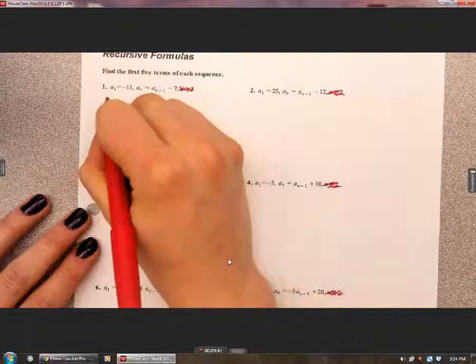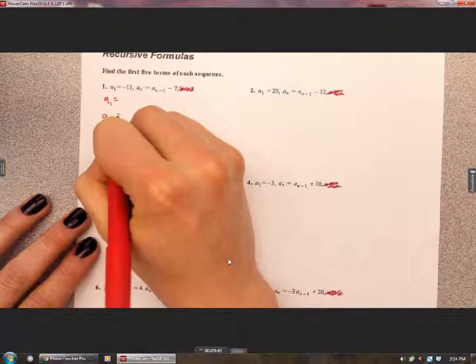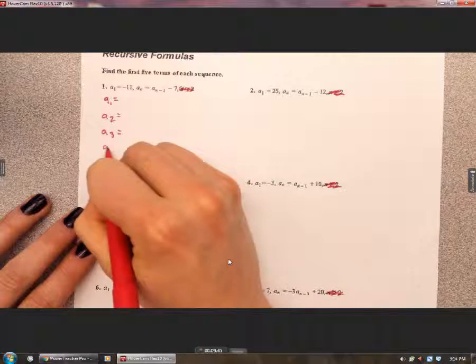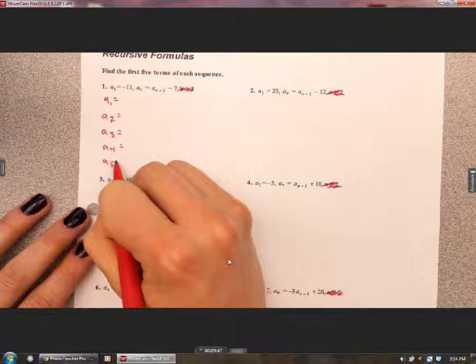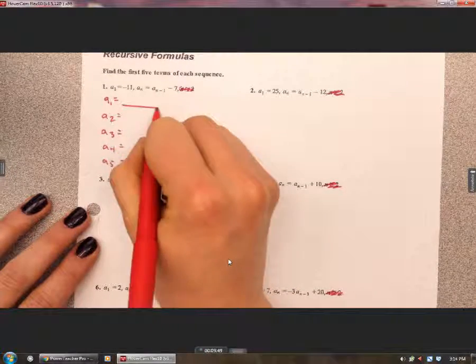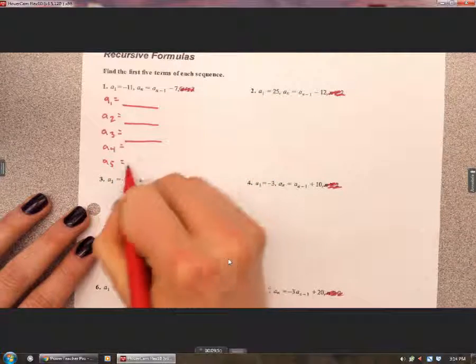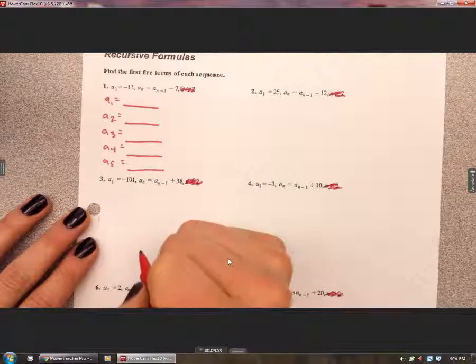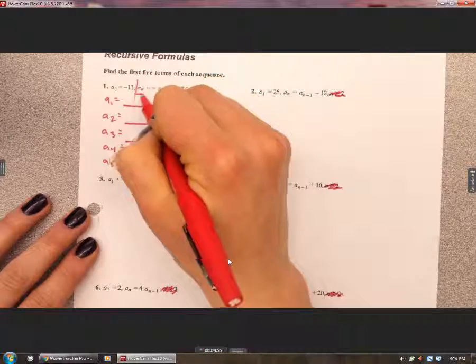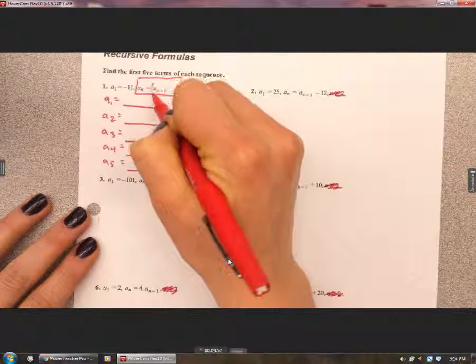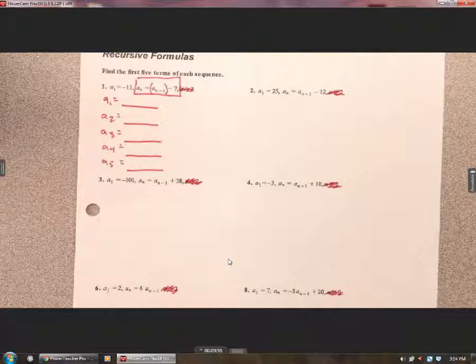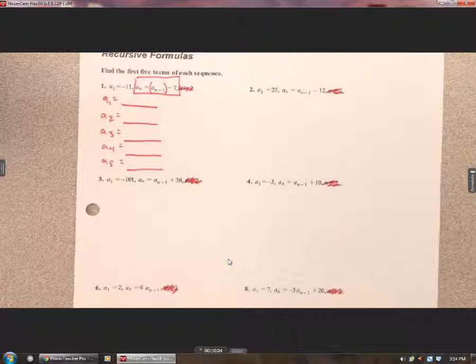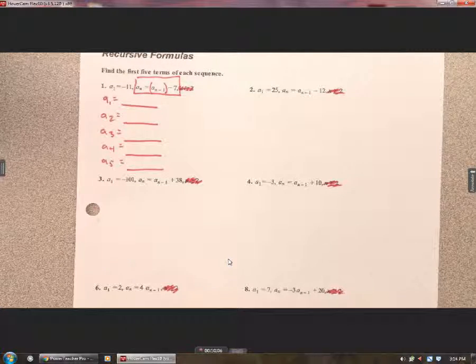Make your list. A sub 1, A sub 2, A sub 3, A sub 4, A sub 5. This is your equation. This is the part in parentheses, okay? You can handle this. You got the notes. When this is done, you need to work on the practice quiz, which I have around here somewhere. I should show you a copy.